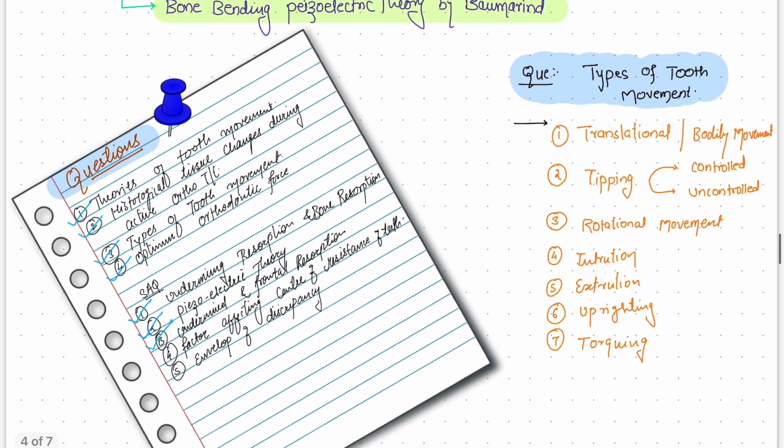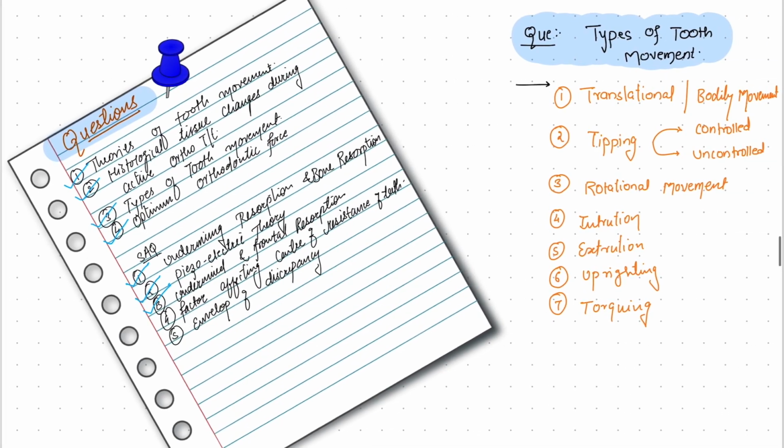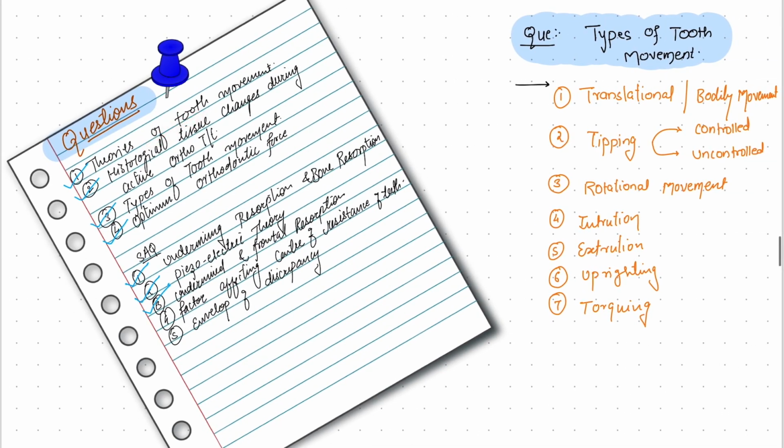Here are some of the important questions that may arise in the question paper. Theories of tooth movement would be one question. Then histological tissue changes, types of tooth movement as we have already discussed, optimum orthodontic force, and undermining resorption or bone resorption. These are the short answer questions for 3 marks, and these could be long questions for 10 marks. Of course, the question could be on a combination of various theories or activities, but these are the main topics for the long questions, and these are all for the short answer questions.